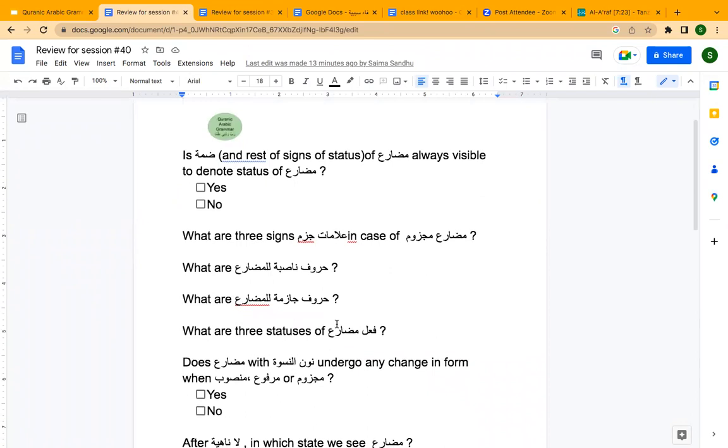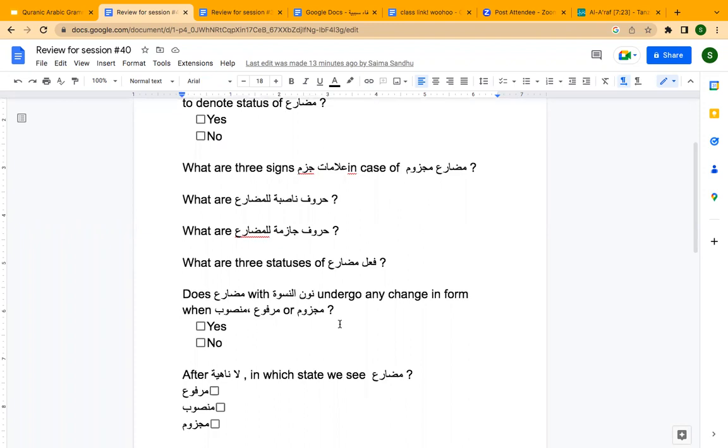Then what are the three statuses of fail mudari? Who remembers? I'm glad I put this question because I'm seeing you guys have forgotten quite a bit. Three statuses. One is raf or marfu, majzoom, and mansub. Very well done. So fail mudare can be marfu, it can be mansub, it can be majzoom. Very well done.